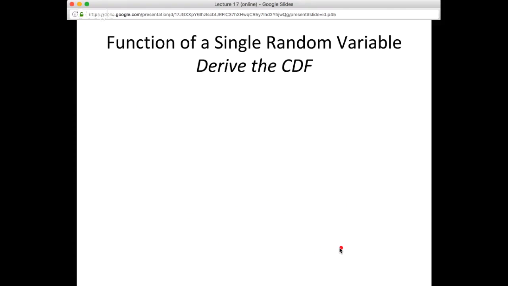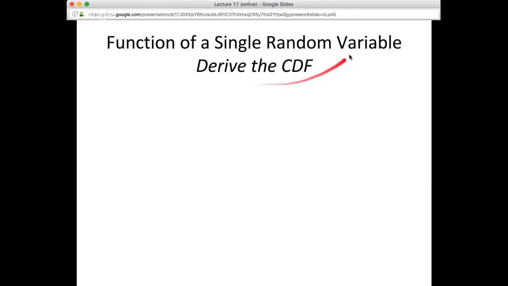All right, so now let's think about a CDF. In this particular lecture, we're focusing on the case where we only have a function of a single random variable. In the next lecture, we'll talk about what happens when we're talking about a function of, say, joint random variables, and it could be two or more. So it gets a little bit more complicated. But for the time being, we're just going to focus on a single random variable.